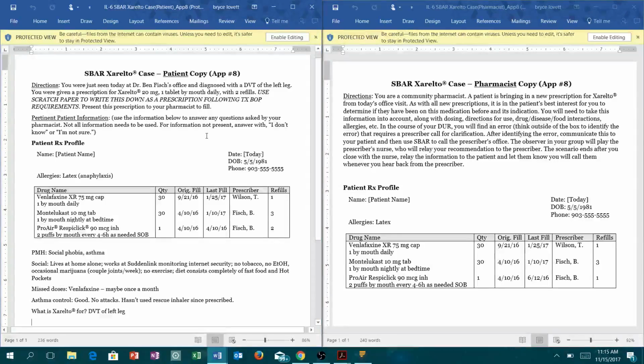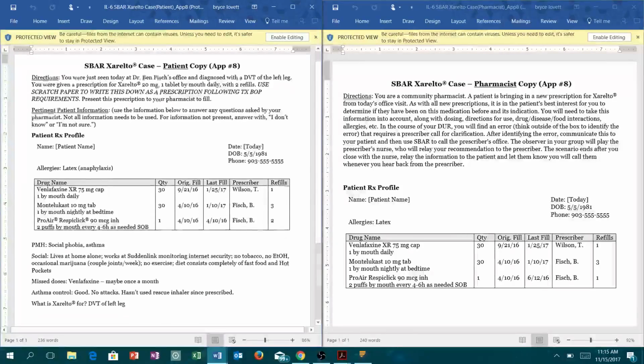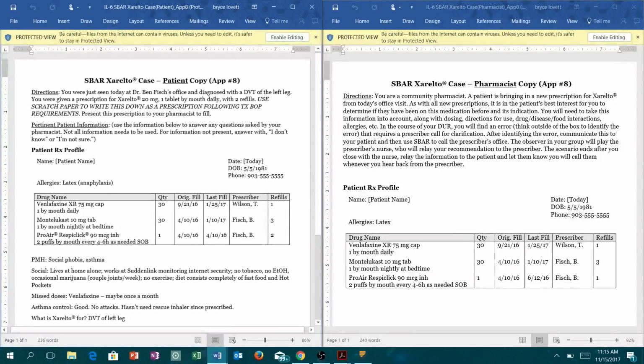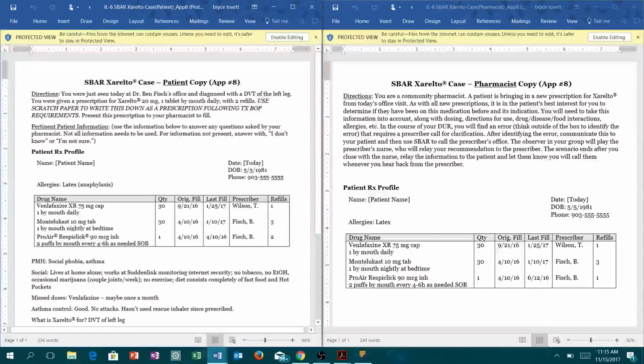John Smith, even though I just handed it to you. And date of birth is 5/5/81. Oh, cool, awesome. So it looks like you wrote it down on a piece of paper. I did. I have scratch paper. Xarelto 20 milligram, one tablet by mouth daily, with 2 refills. Yes.